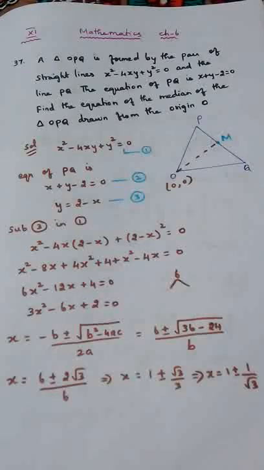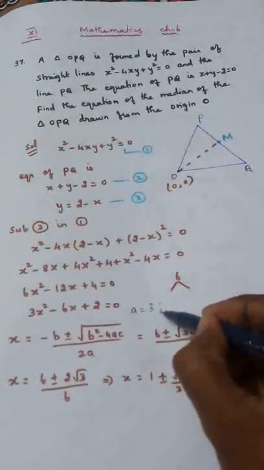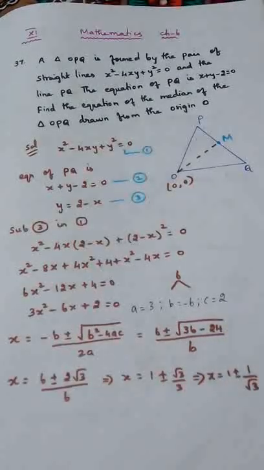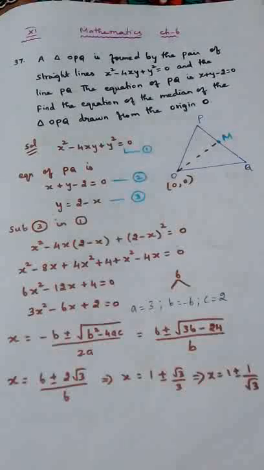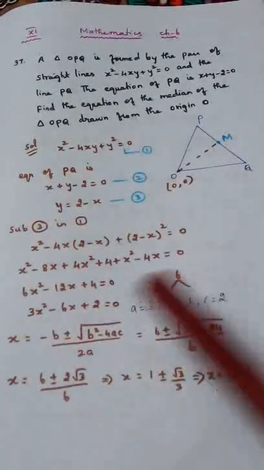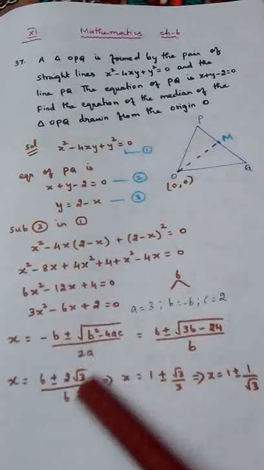What is a value here? I'll write the a value here. A is equal to what? 3, b is equal to minus 6 and c is equal to 2. Yes or no? Ax square plus bx plus c. A value is 3, b is minus 6, c is 2. So use this formula, substitute the values, and you will get like this.